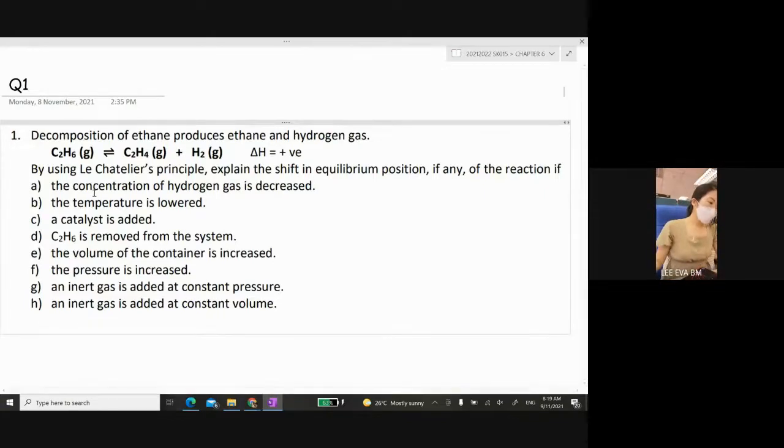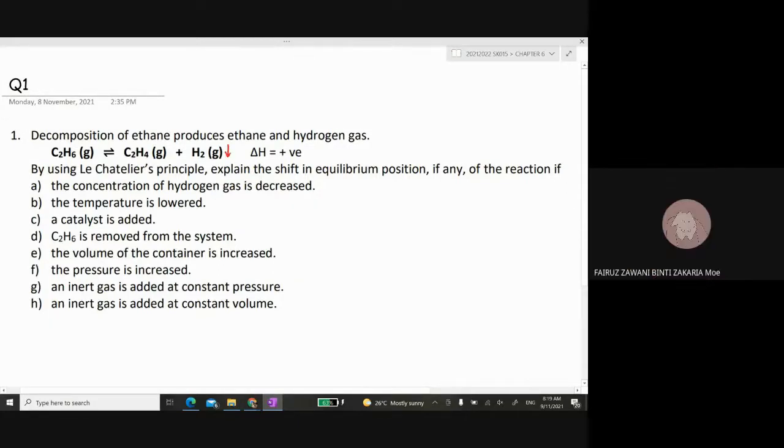Right. So for 1A, concentration hydrogen gas decrease. So equilibrium shift to the right. Right, right. Thank you. The temperature is lower. The equilibrium shift to the left.